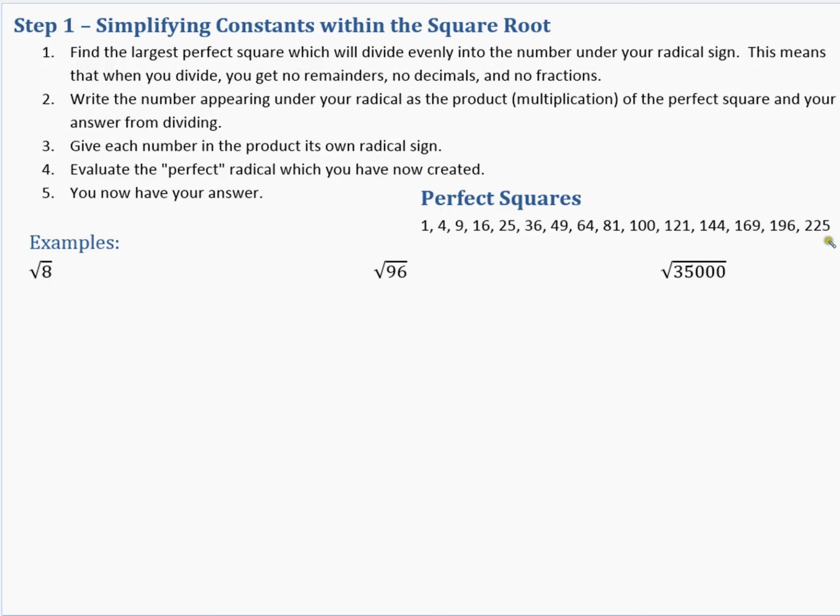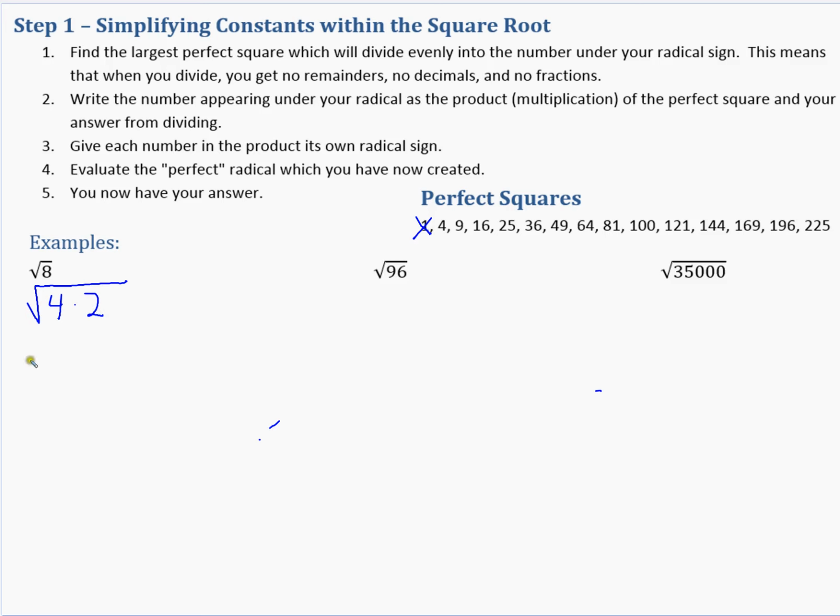Now here I listed the first 15 perfect squares. We're never really going to need to use 1, so really we're going to be working with these other ones. We want to find the largest number in here that goes into 8. It's simple to find in this one. It's 4. So we're going to write the number appearing under the radical as the product of a perfect square and the answer. So this is the square root of 4, and then 8 divided by 4 is 2. So we're really rewriting 8 as 4 times 2, and we're choosing 4 because it's a perfect square.